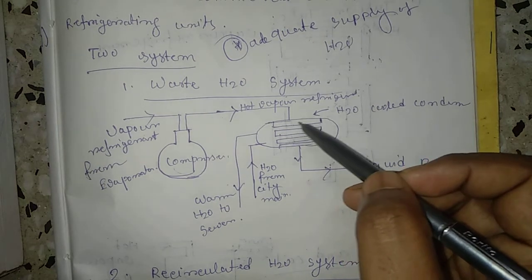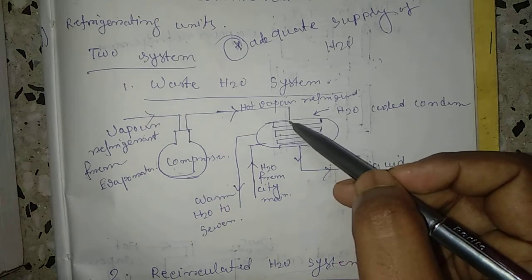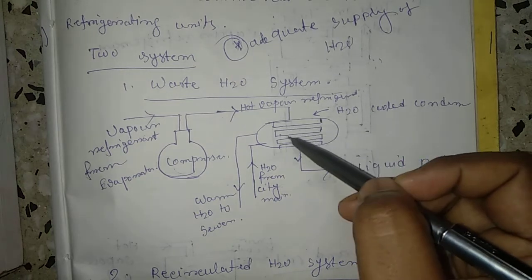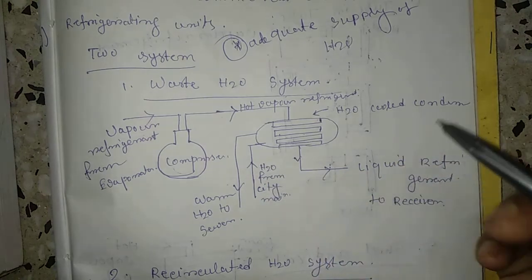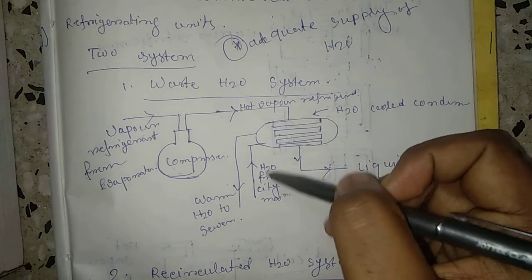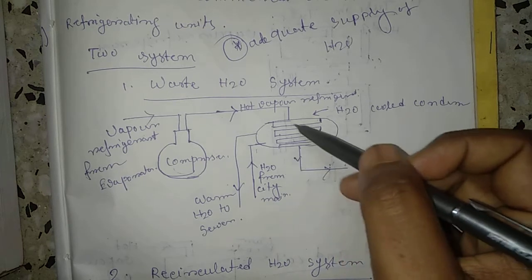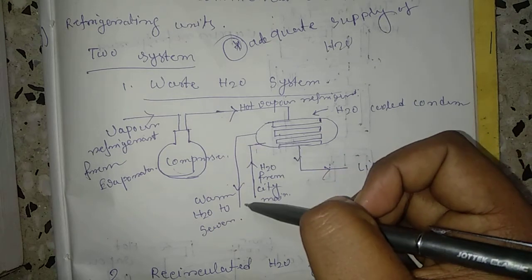There are condensing tubes here. The hot vapor refrigerant enters here, and the condensing tubes are basically made of steel or copper. And obviously there is a water supply. These are the water supply from the city mains. The water enters these sections, and after condensing, the warm water goes to the sewer.